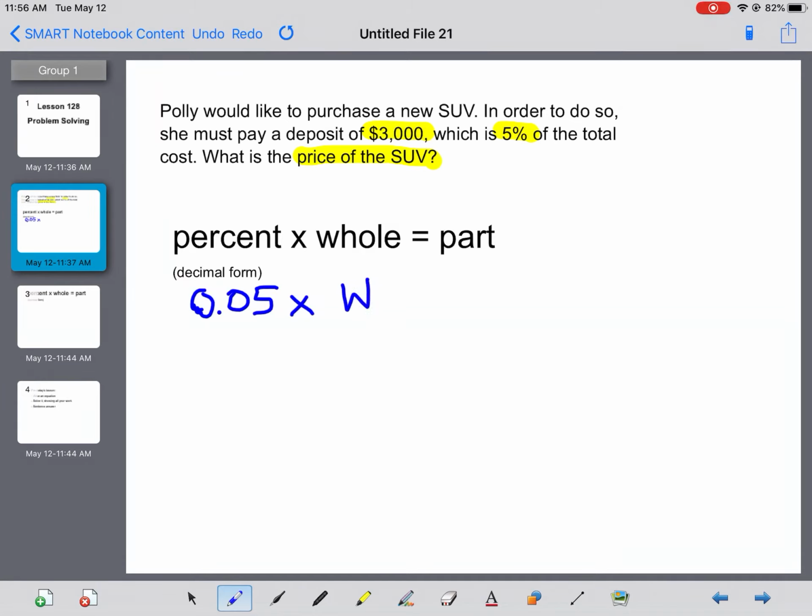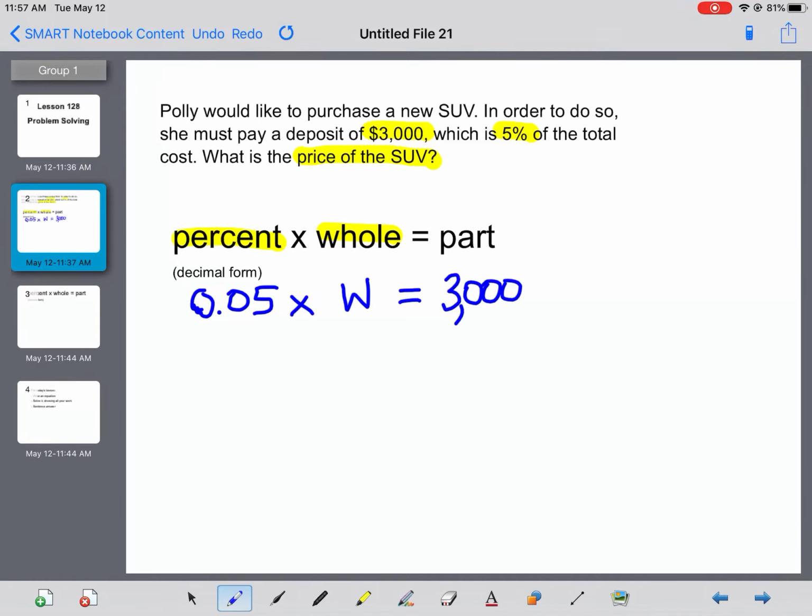What we don't know is what the whole SUV cost. So we're going to represent that with a letter. Let's use a letter W for whole. And we know that 5% of that total cost, or that whole cost, is 3,000. Okay, so it's looking just like what we did in a previous lesson, but this time, instead of the percent being what is missing, we are missing the whole. All right, so we have one missing variable, and we're actually going to use the same steps that you used yesterday to figure out what the whole is.